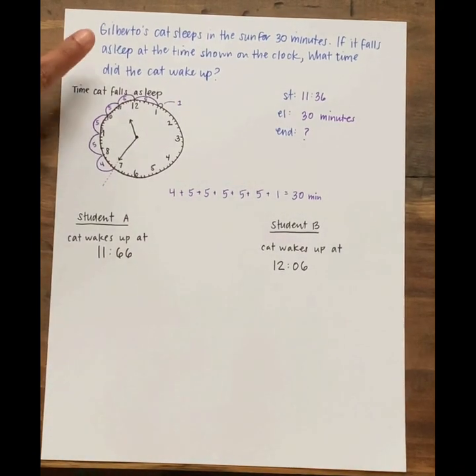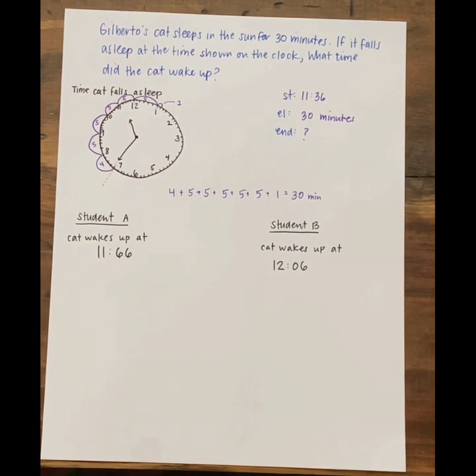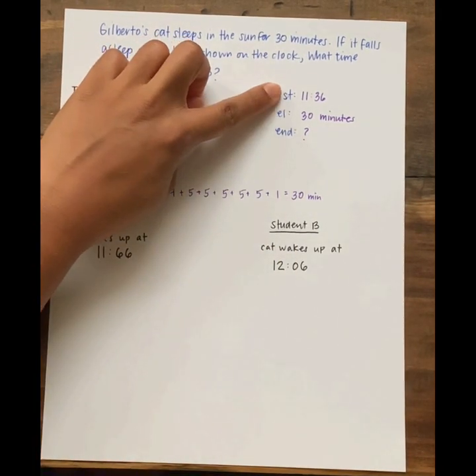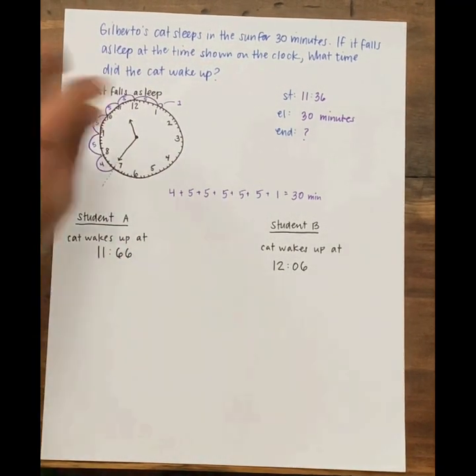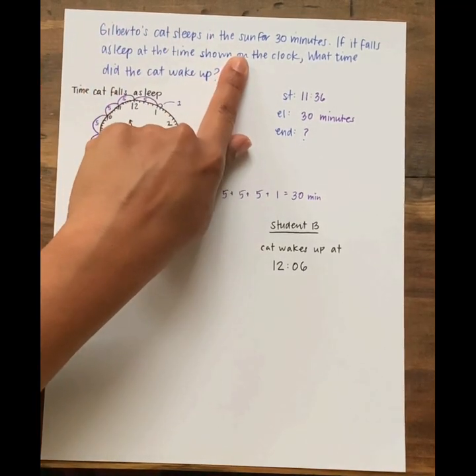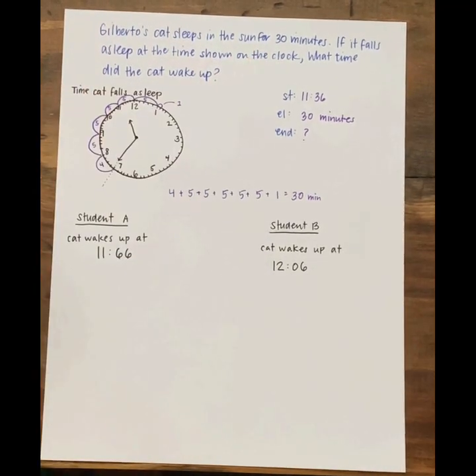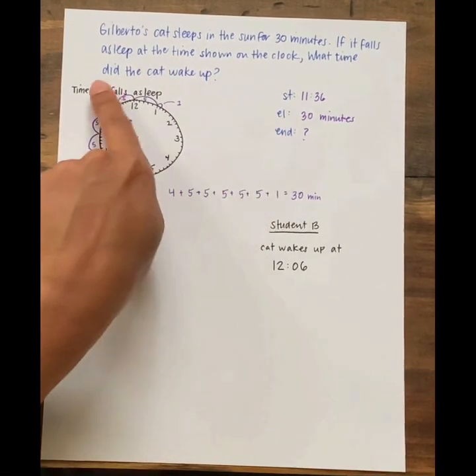Let's take a look at some student work from problem number 3 of your quiz. Both student A and student B accurately identified the start time as 11:36 based on what the clock showed us, the elapsed time as 30 minutes because in the story it says that the cat sleeps for 30 minutes, and recognized that we were missing an end time. What time did the cat wake up?